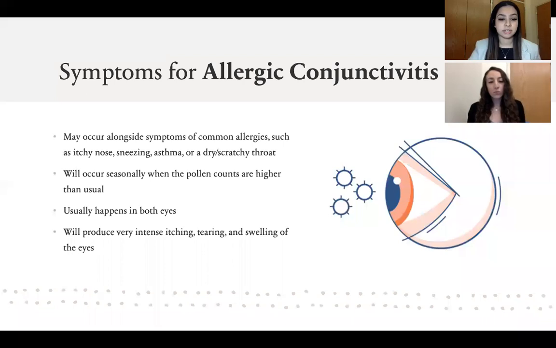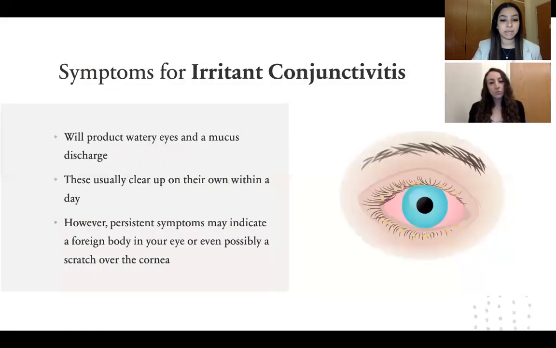For allergic conjunctivitis, it may occur alongside symptoms of common allergies, such as itchy nose, sneezing, asthma. It will occur seasonally when pollen is higher, usually happens in both eyes, and it's going to produce a very intense itching, swelling of your eyes. Then we have symptoms for irritant. It will produce watery eyes and a mucus discharge. These usually clear up on their own within a day. However, persistent symptoms may indicate a foreign body can still be in your eye or that you've scratched your cornea.